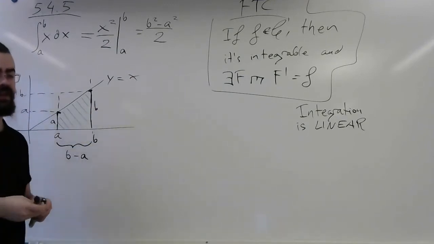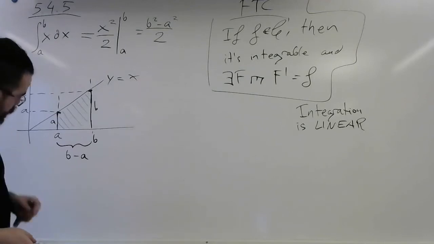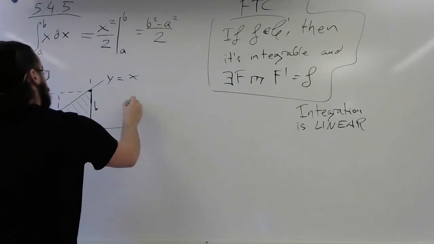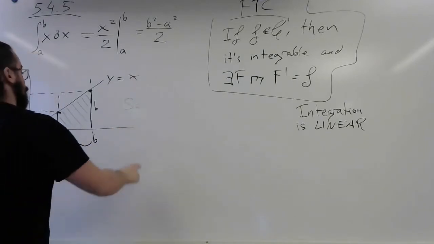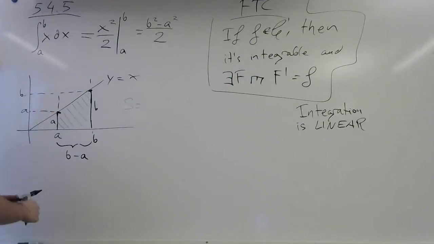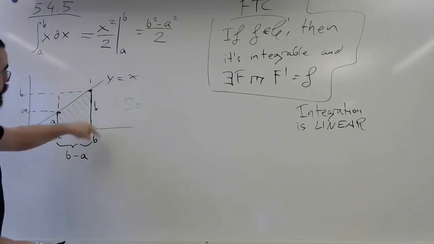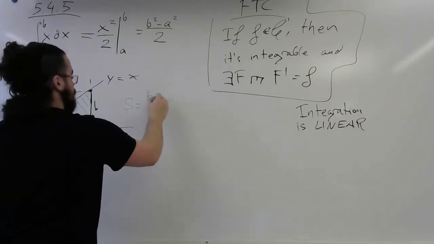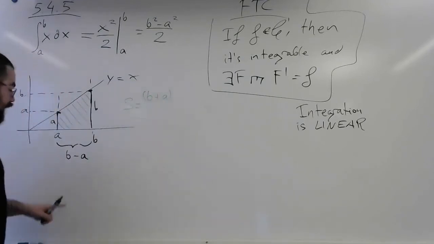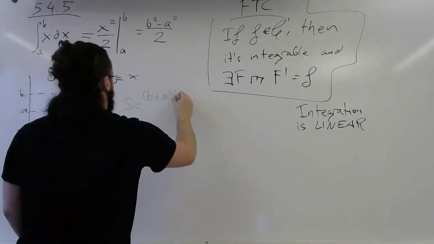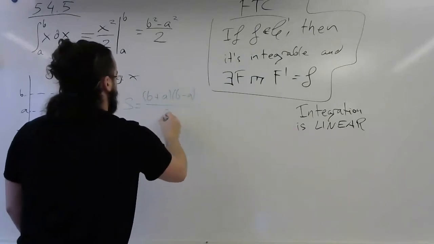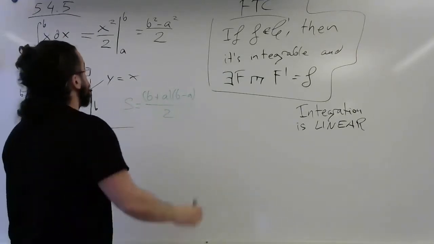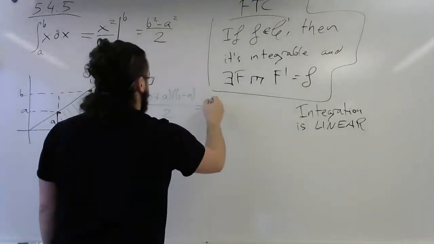Now, what's the formula for the surface of a rectangle trapeze? The formula for the surface of this is greater base plus smaller base times height divided by 2. And what is this? This is sum times difference. Difference of squares.